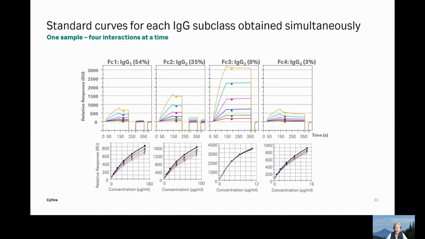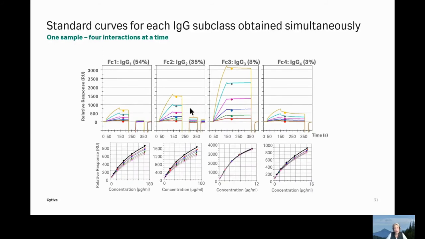Here you see the standard curves for each IgG subclass obtained simultaneously with the different detectors immobilized on the different flow cells. These are overlays of the sensorgrams for the different calibration concentrations, and the report points are taken to create the calibration curves depicted here, concentration against relative response. And you see this interaction is very, very stable over the whole run of the experiment. So you see all calibration curves are more or less exactly overlaying.